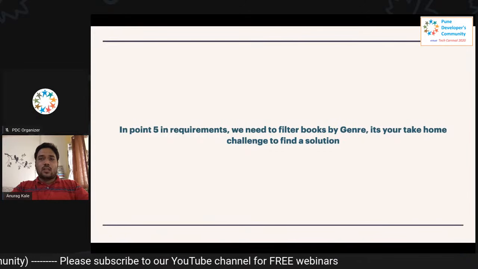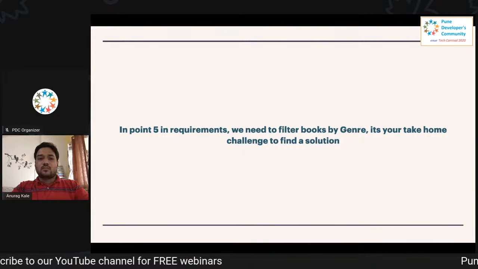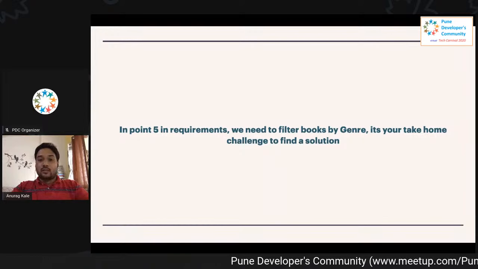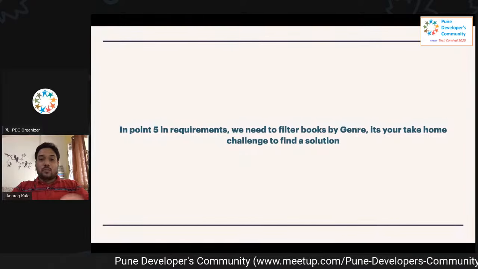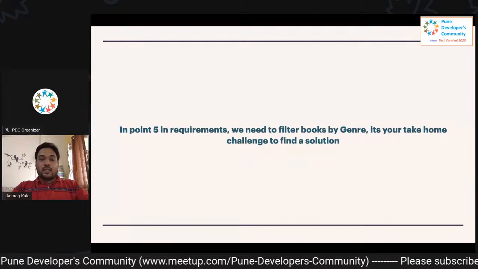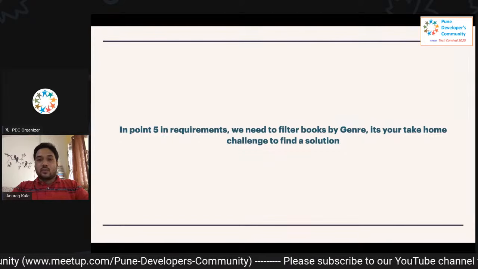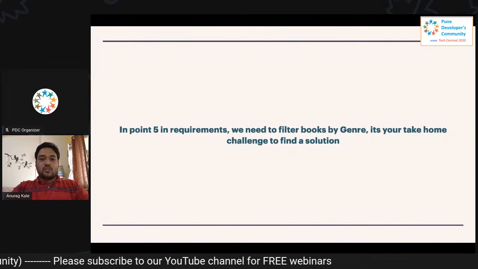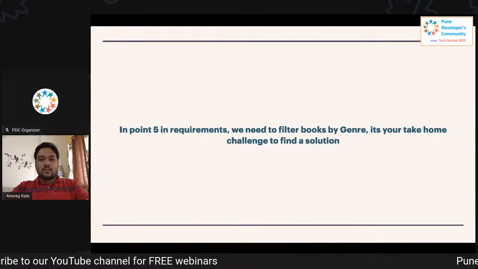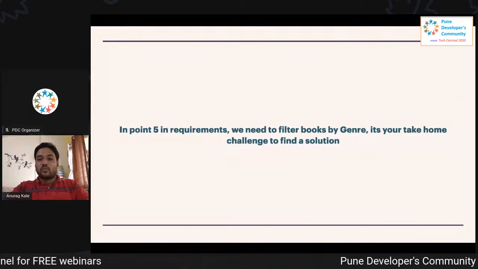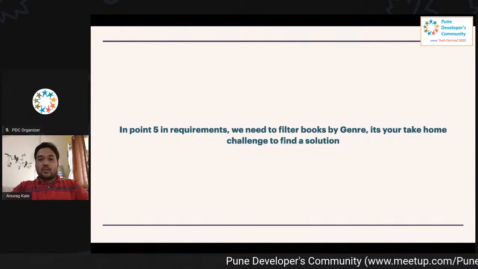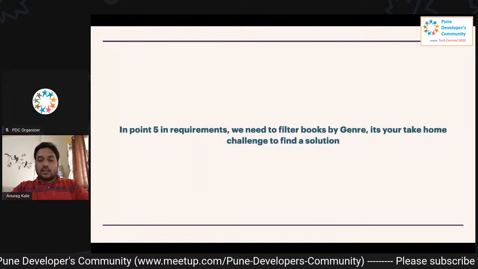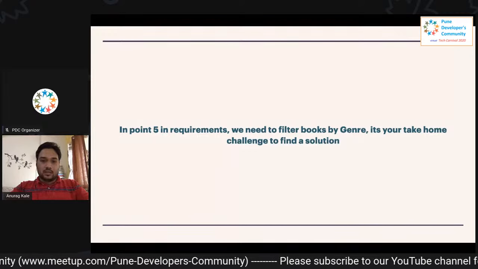Now again there is one small catch. Point 5 said that we also need to filter the books by genre. It is pretty straightforward, and if you have understood the query API, you will be able to solve this problem. This is something I'm going to give as a take-home exercise, and I hope you will take some time and try to find the solution. You can reach out to me on social media if you need the answer or want to get your answer checked.